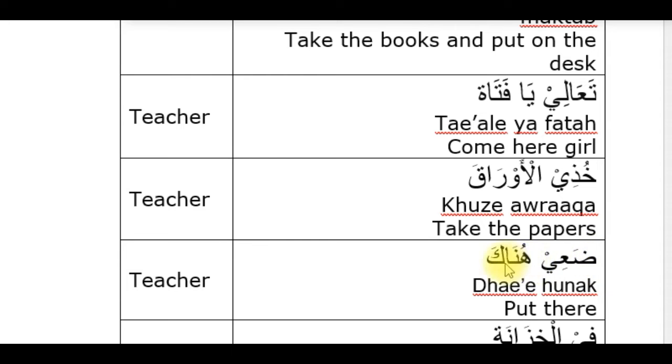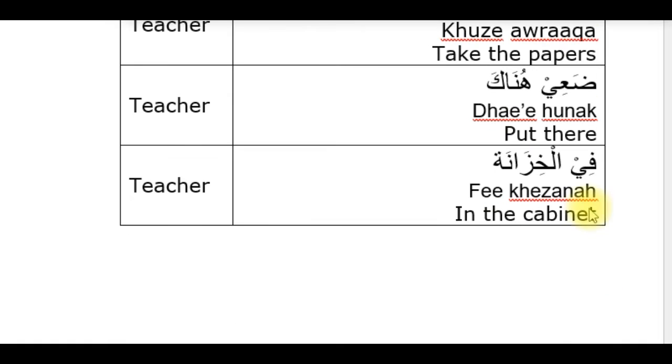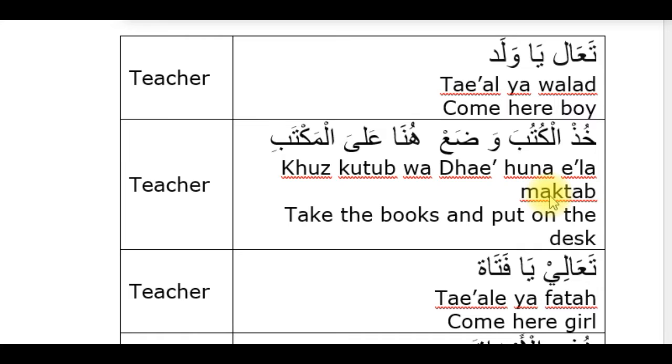ضعي هناك. ضعي, imperative verb when speaking to a female. Put. هناك, there. ضعي هناك. في الخزانة. في, in, خزانة, the cabinet. في الخزانة. Let's repeat again.